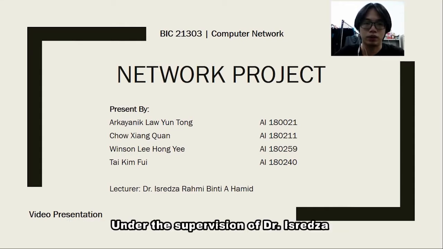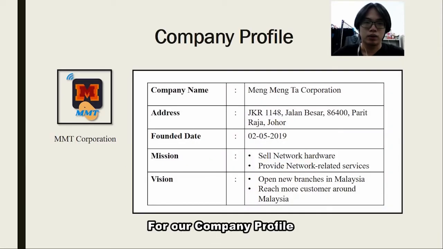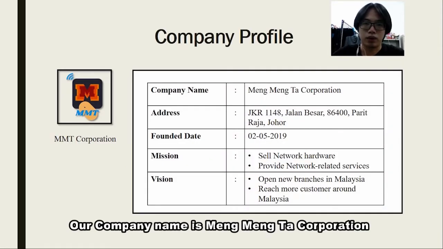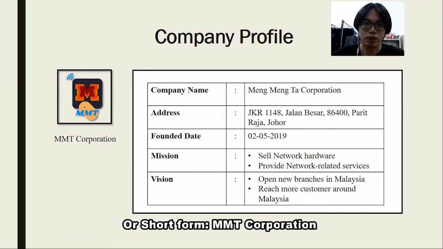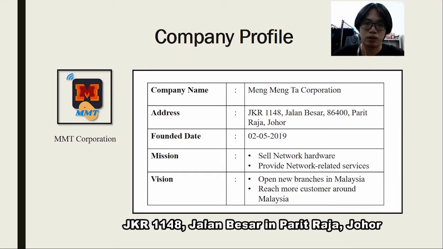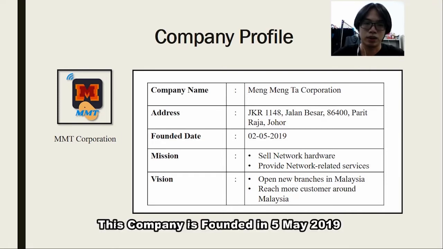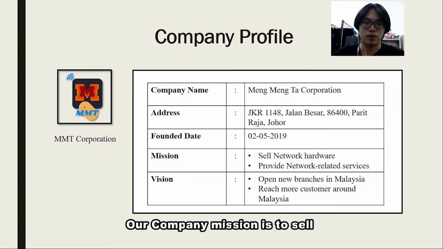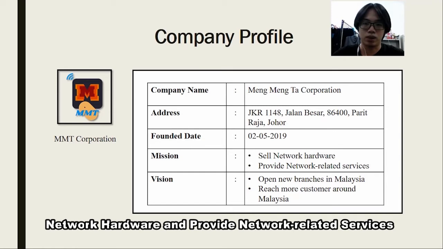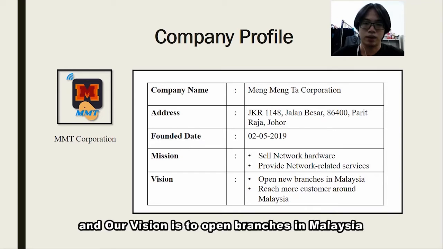of Dr. Isreza. For our company profile, our company name is Meng Meng Ta Corporation, or short form MMT Corporation. Our address is located at JKR 1148 Jalan Besar in Pari Raja, Johor. This company was founded on 5 May 2019. Our company mission is to sell network hardware and provide network-related services. And our vision is to open branches in Malaysia and reach more customers around Malaysia.